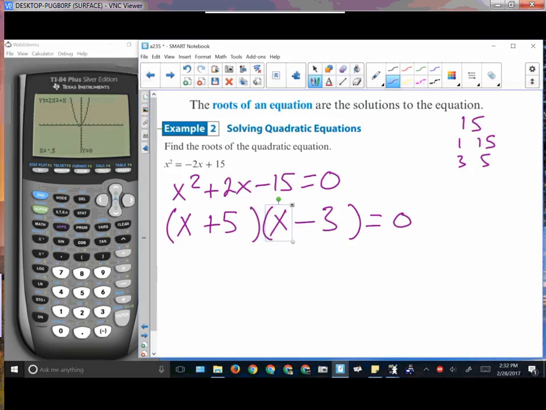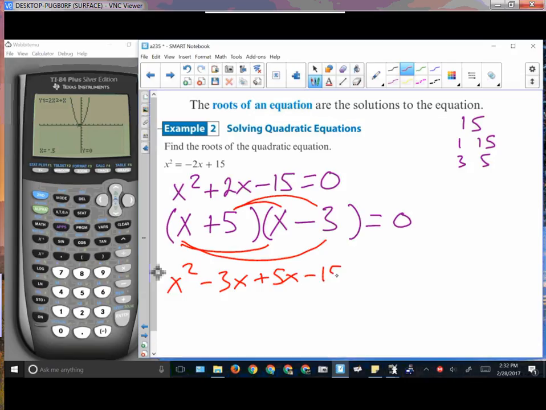If you do the FOIL to it, does it work back out again? Always check. X times x, x squared. X times negative 3 is minus 3x. 5 times x is plus 5x. 5 times negative 3 is negative 15. Like terms come together for 2x. So I get x squared plus 2x minus 15. So did it factor out correctly? We've been doing this for a while now. Does it track?